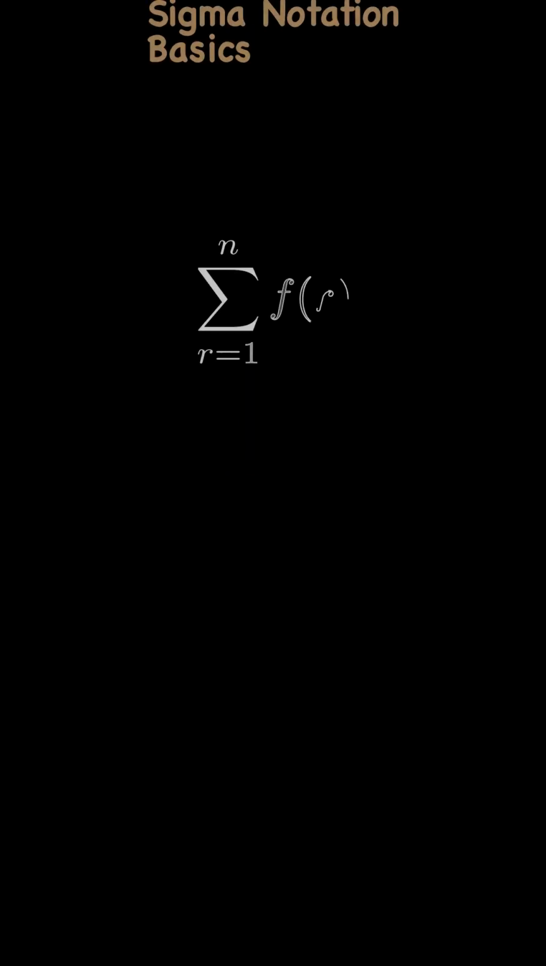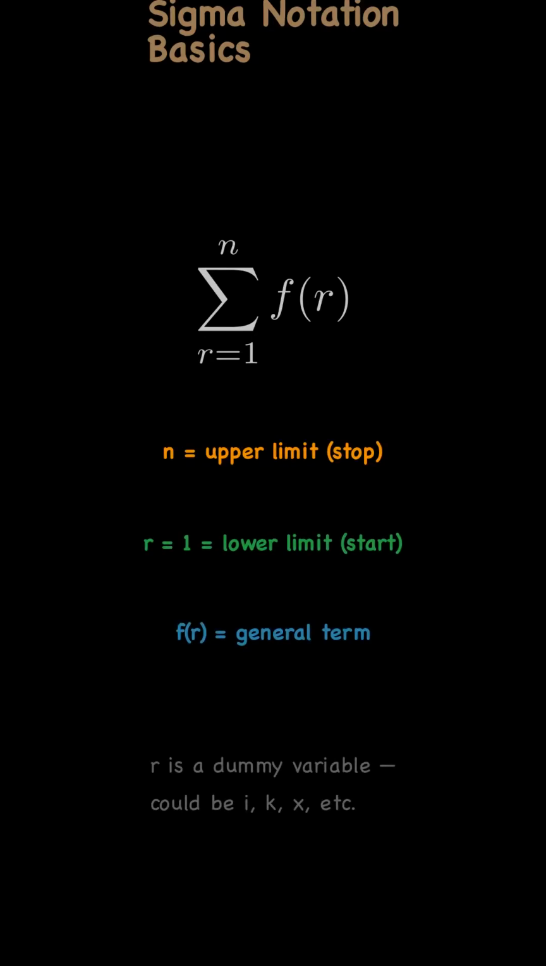The sigma notation has 3 parts. Above the sigma is the upper limit, n. This is where we stop. Below the sigma is the lower limit, r equals 1. This is where we start. And to the right is the general term, f of r, the function we are summing. Note that r is just a dummy variable. We could equally use i, k, or x.